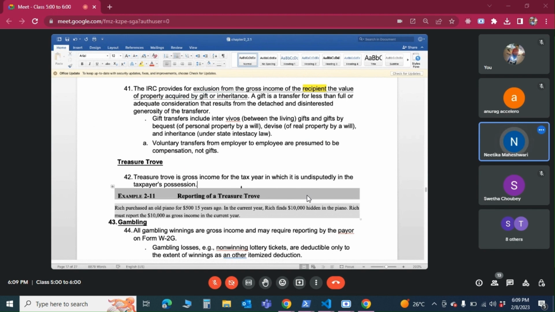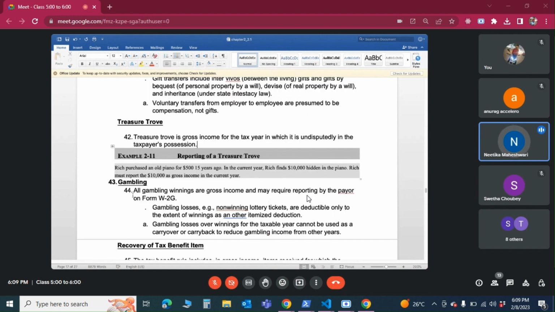And if it is indisputably in your possession, like nobody is going to come and claim it, no one is able to assert their right to get it back, so the taxpayer, I mean the person who found it, gets to keep it. Then what the IRS is saying is, well, fine, you're lucky you found that, but then you pay our taxes.